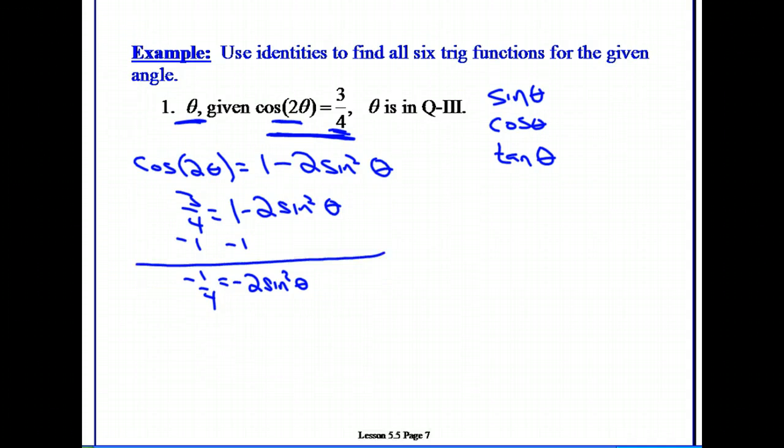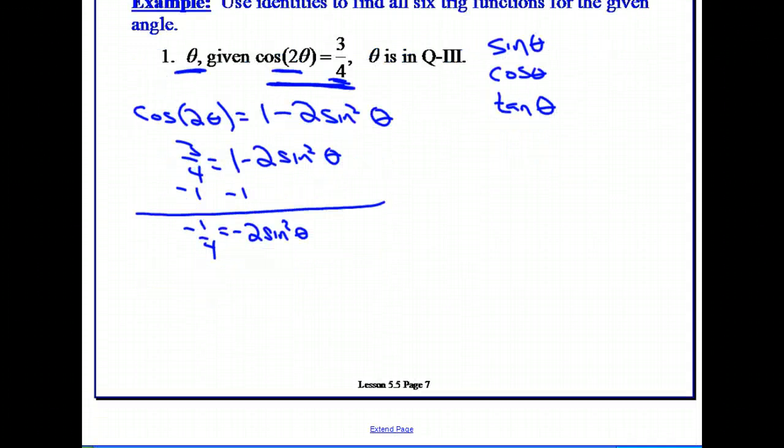I'll scroll that up a little bit for us. And then I'll divide by negative 2. Negative 1/4 divided by negative 2 would give 1/8 equals the sine squared of theta. How to get rid of a square? You take the square root. The square root of 1 is 1. And on the bottom I've got the square root of 8. And you know the square root of 8 would simplify because 8 is 4 times 2. Square root of 4 is 2. So I get 2 root 2.